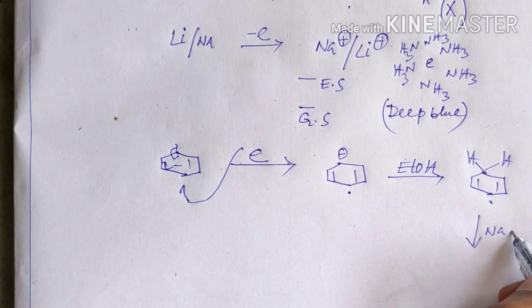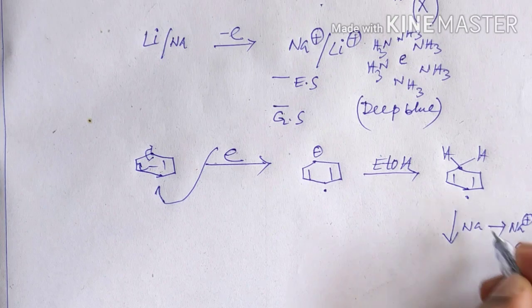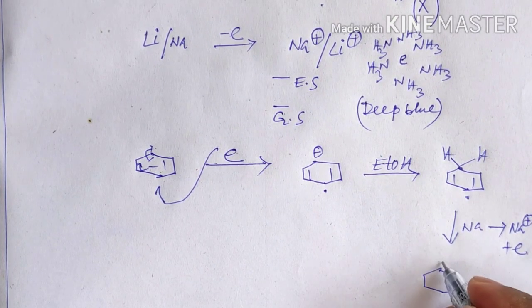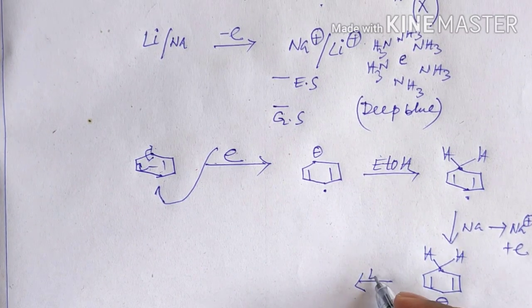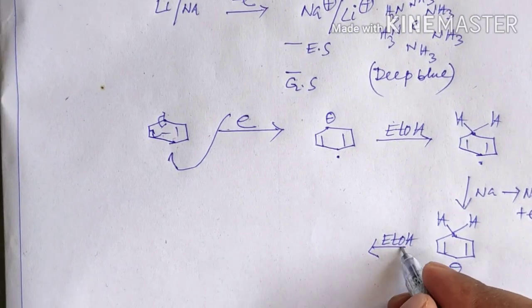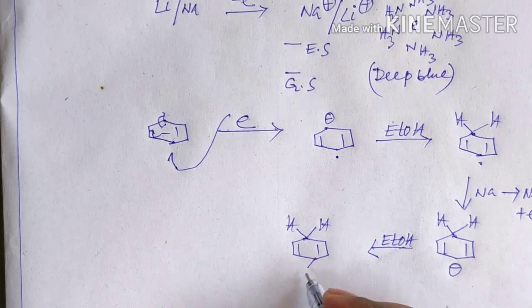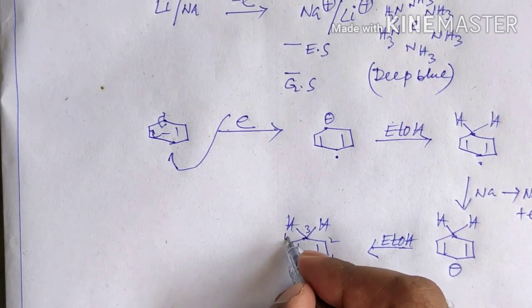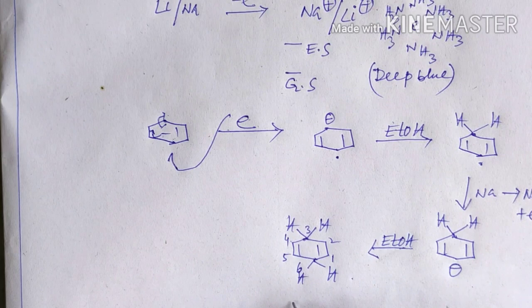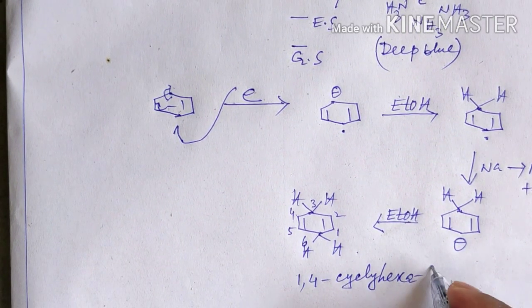Another sodium metal can liberate an electron which will attack here and form the corresponding anion, and subsequently it will abstract a proton from the alcohol and form our desired 1,4-diene product, that is 1,4-cyclohexadiene. Is it okay?